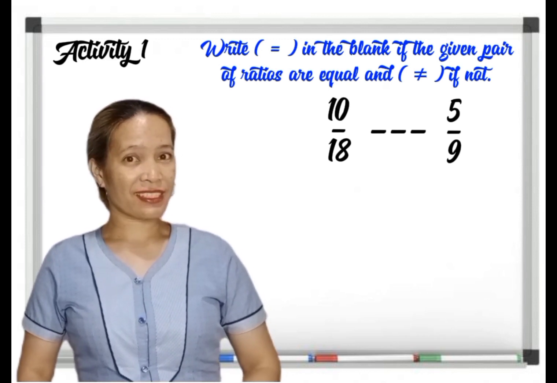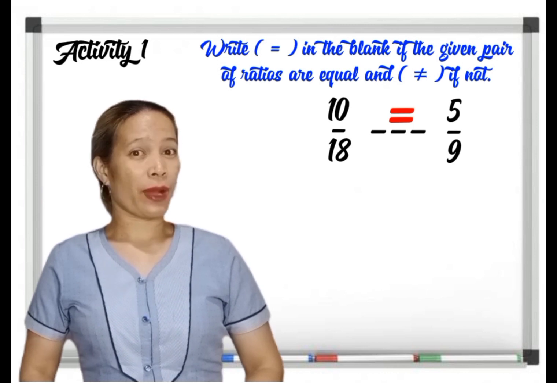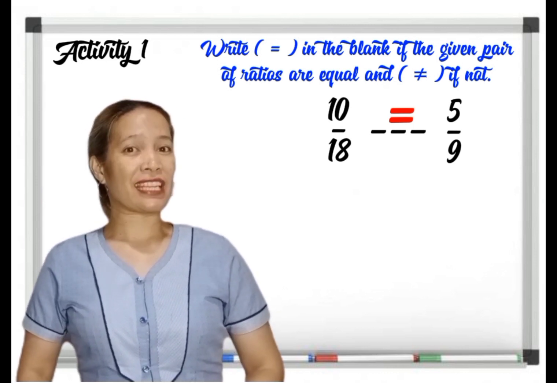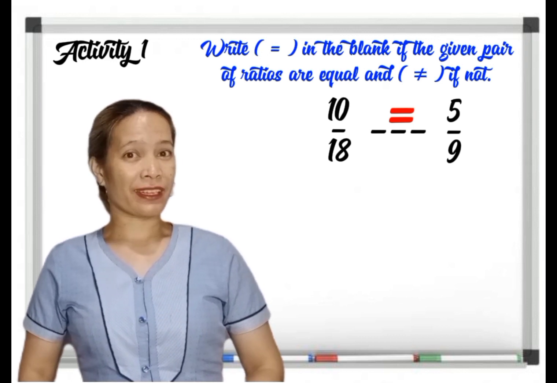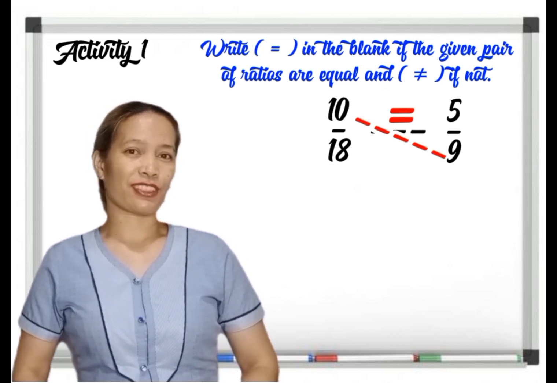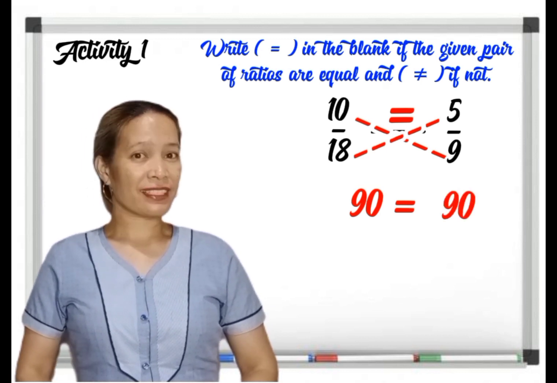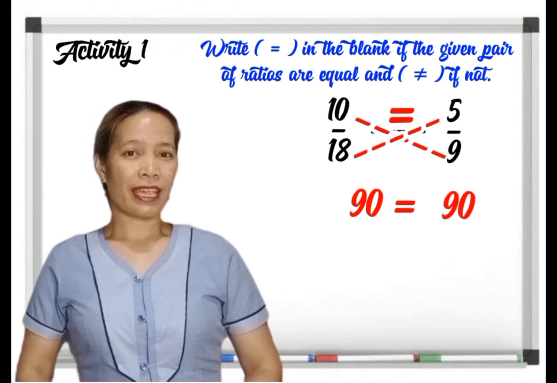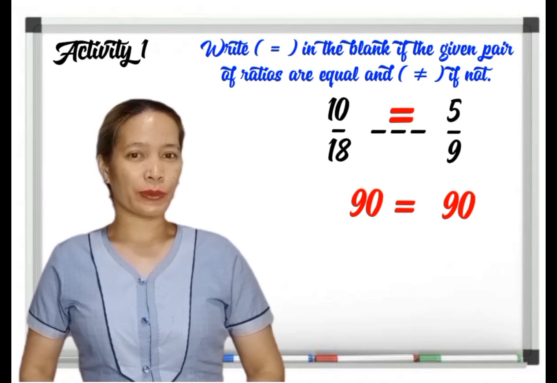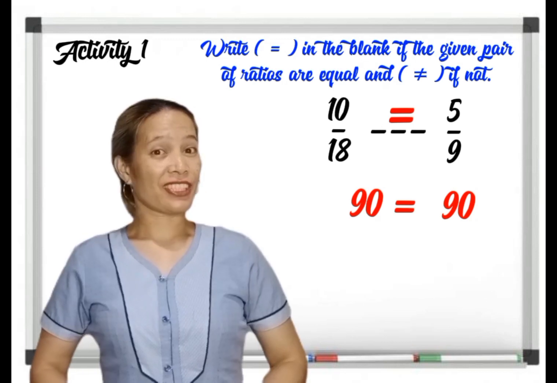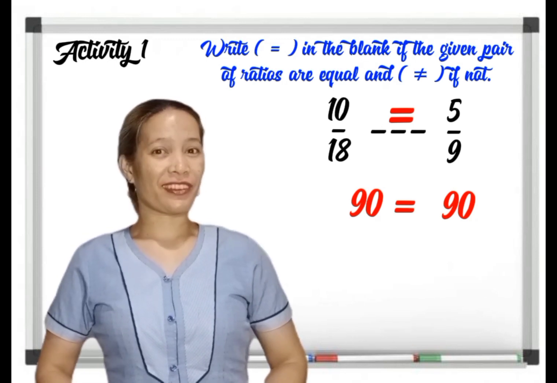The answer is equal. Okay, why equal? Because their cross product are the same. The product of 10 times 9, the answer is 90, while 18 times 5, the answer is 90. Therefore, 10/18 is equal to 5/9. Did you get the same answer? Very good.